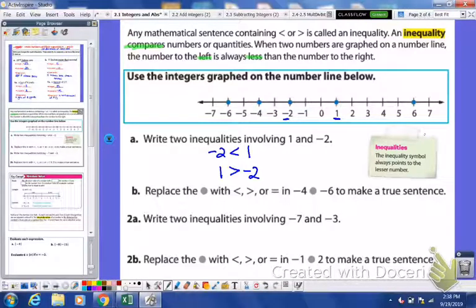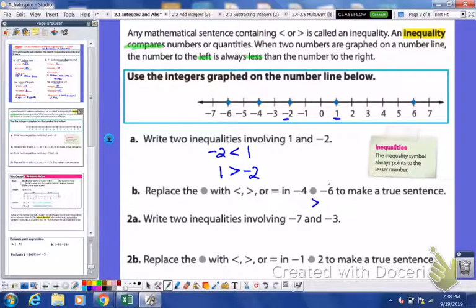So part B, replace the circle here with a less than, greater than, or equal to make a true sentence. So negative 4 and negative 6, if we come up to our number line, we see negative 4 here, negative 6 to the left of it. So that means that negative 4 is greater than negative 6. We could also read it as negative 6 is less than negative 4 if we read it backwards. Again, our inequality symbol is pointing at the smaller number.